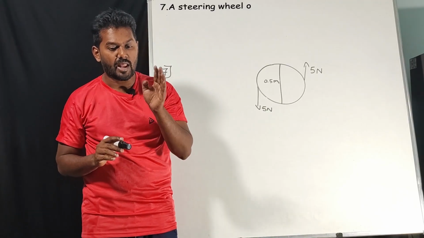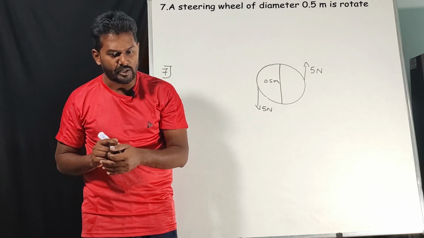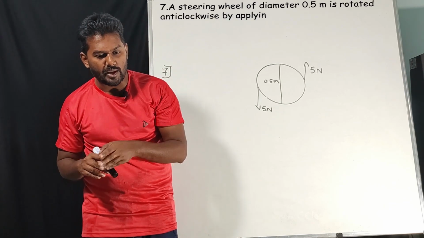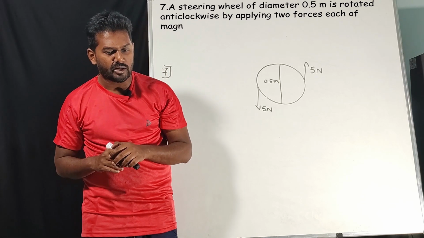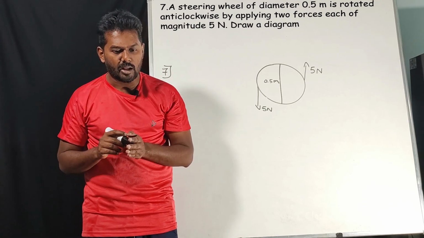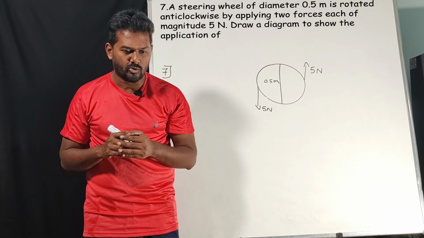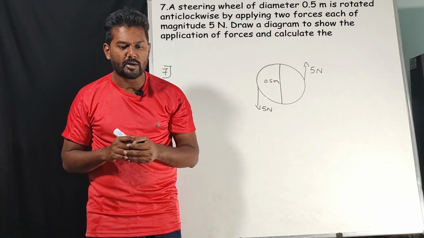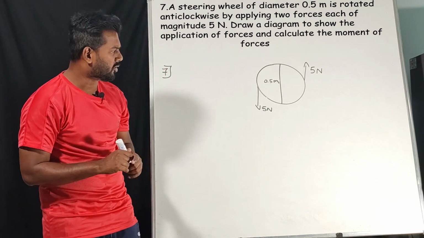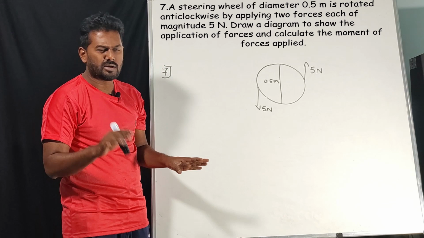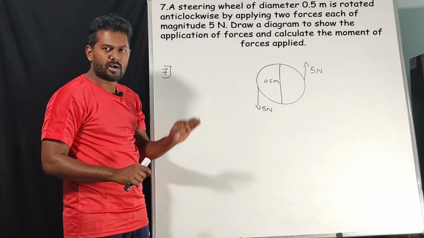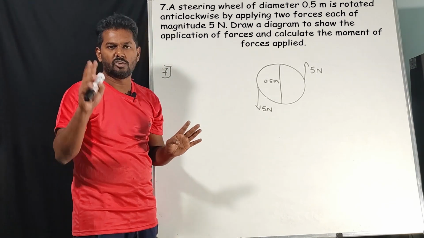A steering wheel of diameter 0.5 meter is rotated anti-clockwise by applying two forces, each of magnitude 5 Newton. Draw the diagram to show the application of forces and calculate the moment of forces applied. Very simple question. Listen, this will be for 3 marks. To find the answer, 1 mark, and the diagram with proper direction you will get 2 marks.